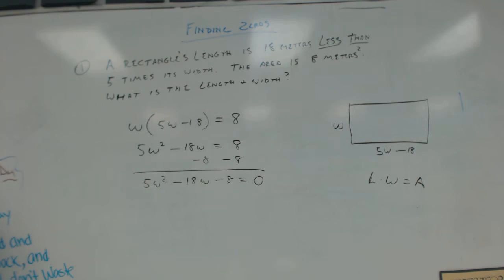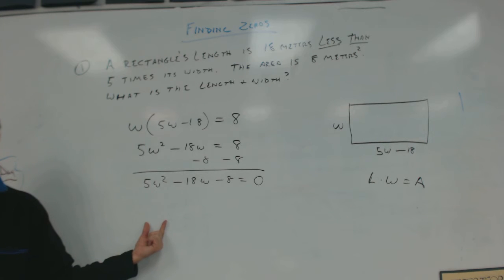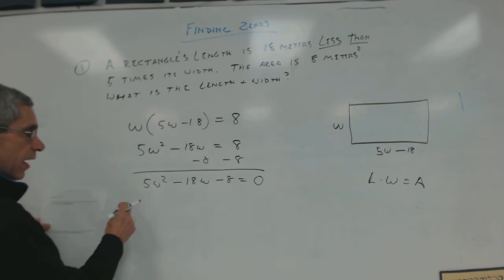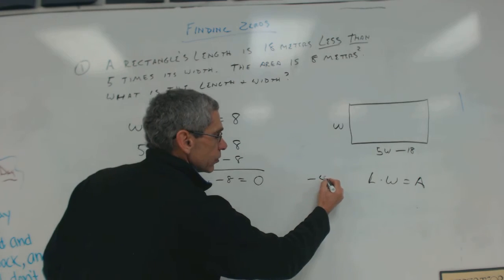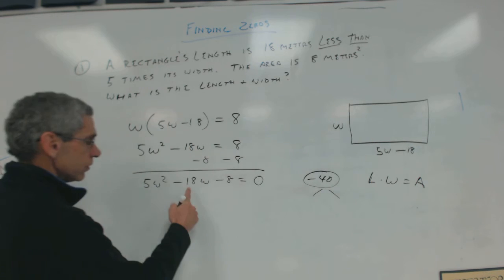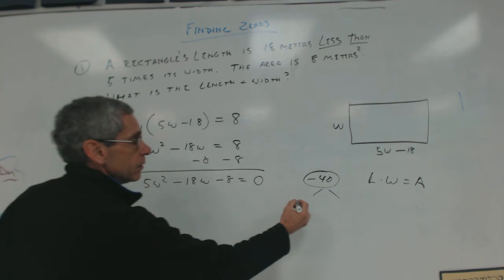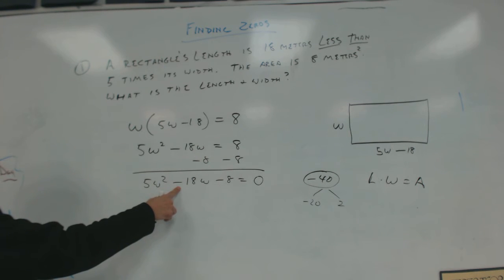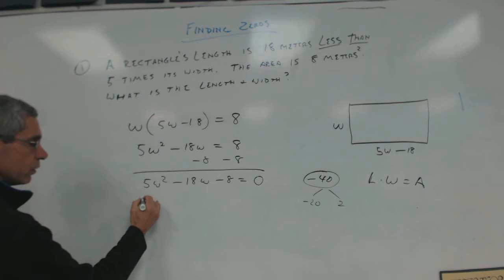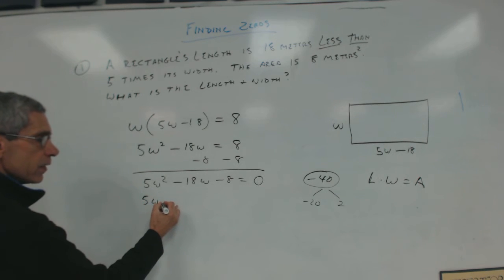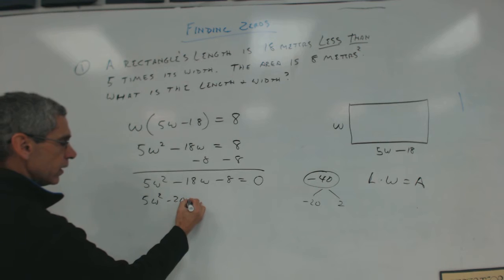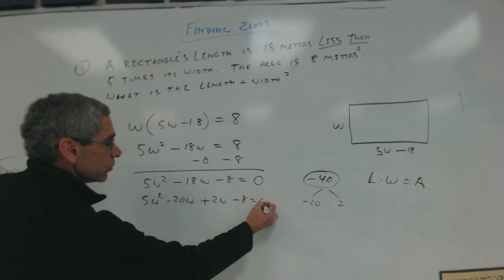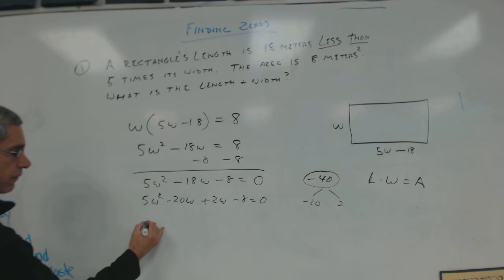Okay, now we have what we've been doing, right? 5 doesn't go into any of these, so I'm going to say 5 times negative 8 is negative 40. I'm just going to do what you guys know how to do. Factors of negative 40 that give negative 18: how about negative 20 and plus 2? Does that work? And then I factor it. I'm going to do it really fast because I want to show you one last thing. 5W squared minus 20W plus 2W minus 8 equals 0. And then I'm going to factor these out.